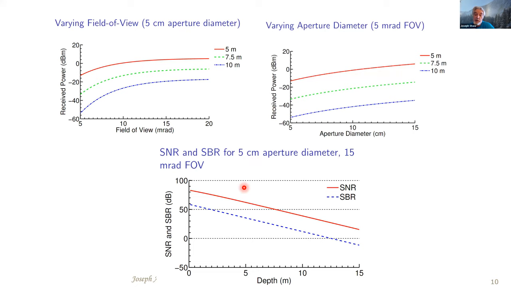That's a very small aperture compared to what I showed you before. And that's because we had learned that we don't need quite as large an aperture as what Jim used originally. The signal to noise ratio looks very good all the way down to 15 meters. The signal to background ratio, however, reaches zero at about 12 or 13 meters. And that tells us that we are background limited.